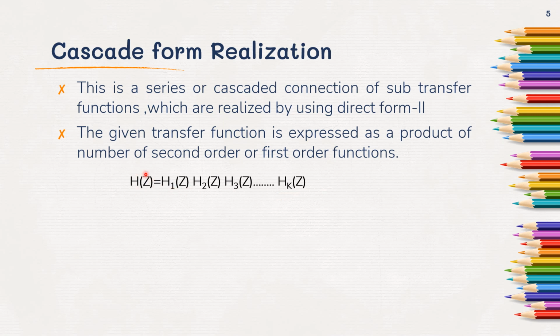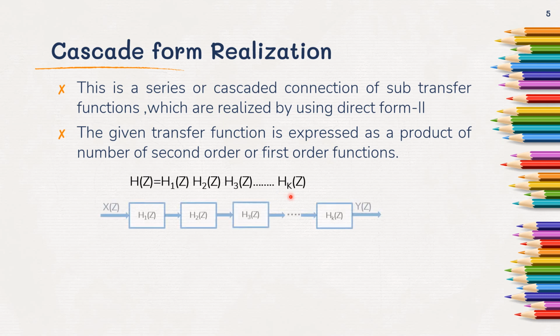What is the final overall transfer function? It is the product of the individual transfer functions. Now let us see the same thing in pictorial representation. You have X of z given as input. It passes through H1 of z, H2 of z, H3 of z, and so on, and finally you get your output Y of z.